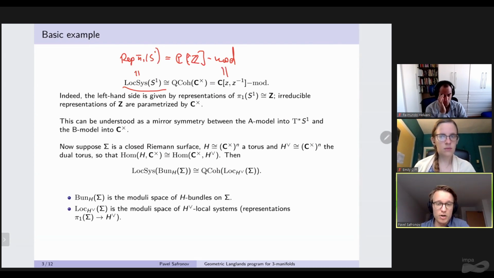And modules over C[z, z inverse] is the same as the category of quasi-coherent sheaves on C star. Okay, so if you trace this equivalence, it gives you an equivalence between something completely topological, so local systems on some space, and something coherent or algebro-geometric, which is quasi-coherent sheaves on C star.